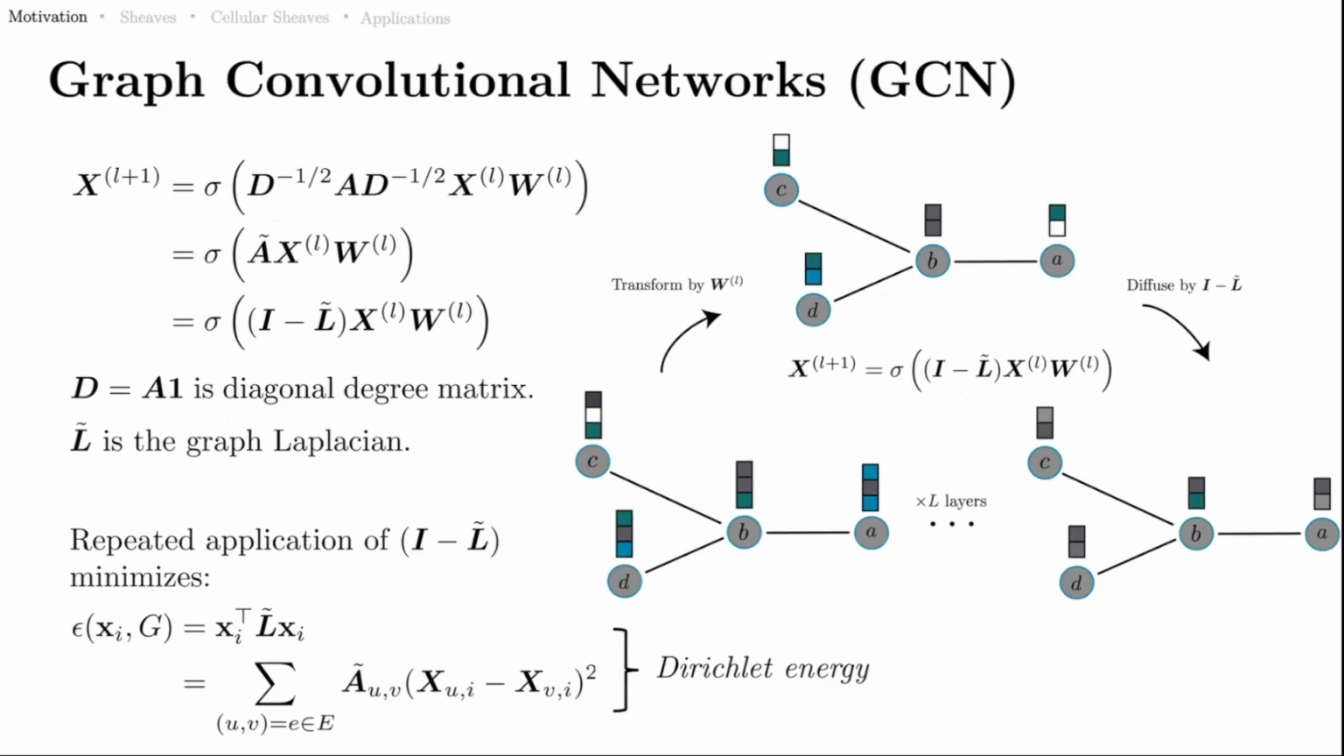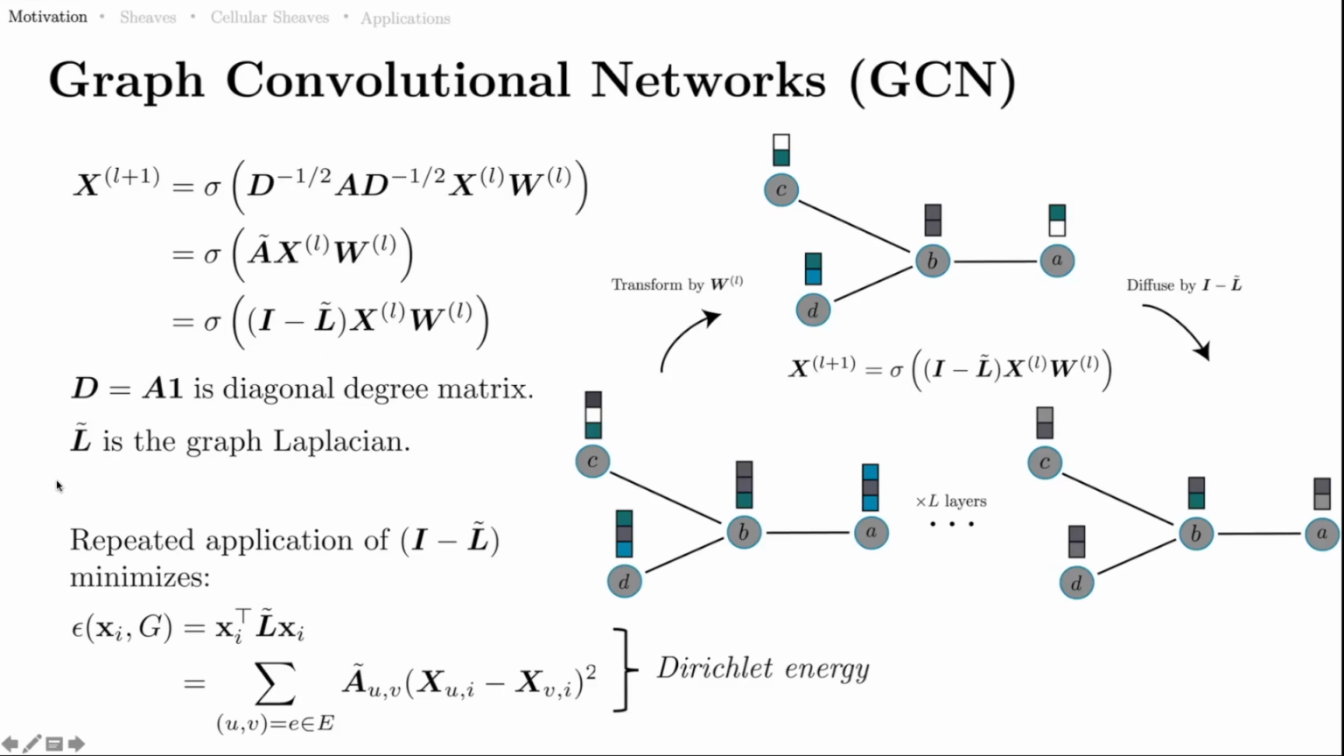One of the most popular ways to implement this message passing framework is using graph convolutional neural networks, which employ the graph Laplacian, which is this L tilde here. It's actually the normalized graph Laplacian, which performs this message passing operation on the network. So this is a completely linear algebraic operation, and this I minus, or the identity minus the graph Laplacian, performs diffusion of our signals at each node amongst neighbors.